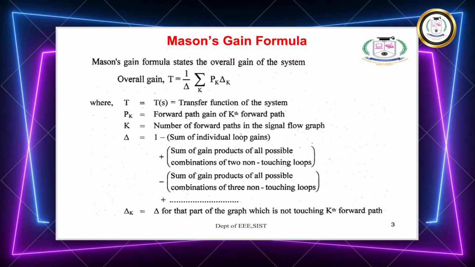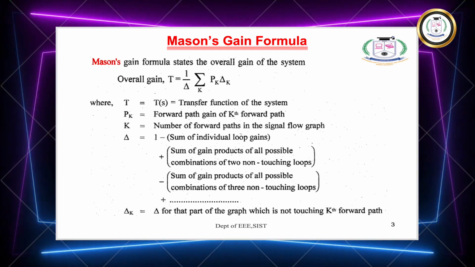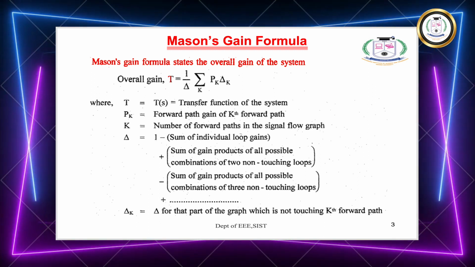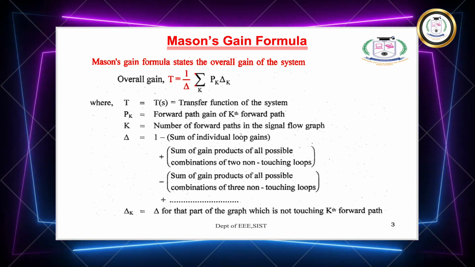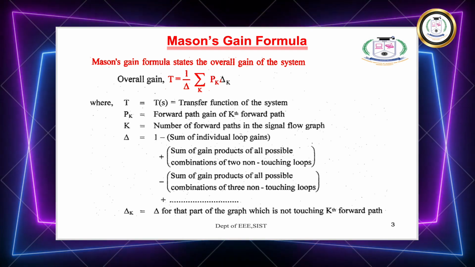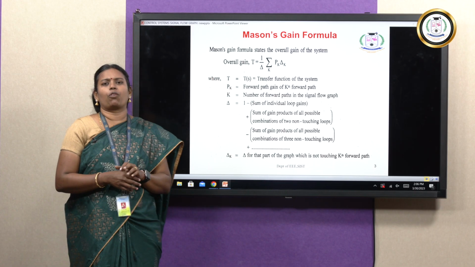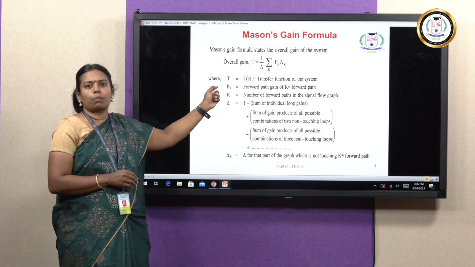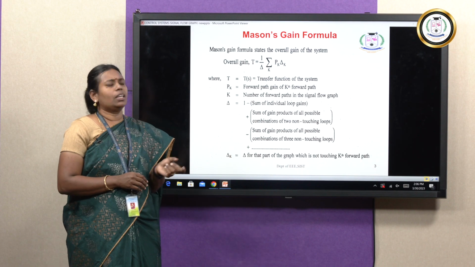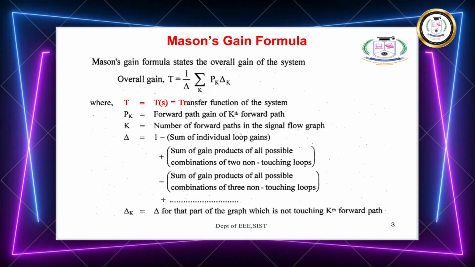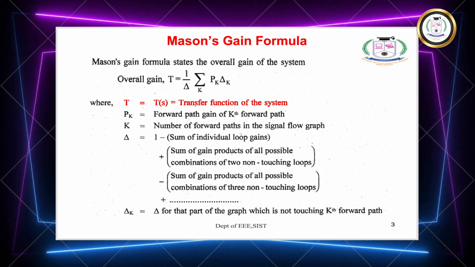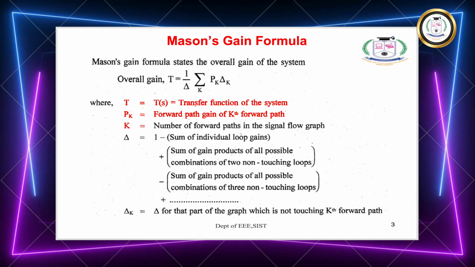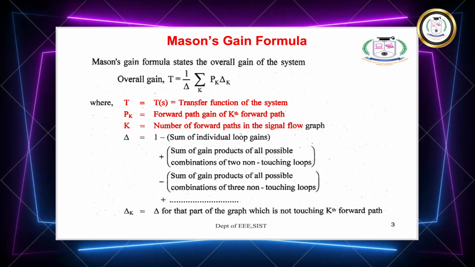Now we can go for Mason's-Kane formula. The Mason's-Kane formula for overall gain of the system is given by T equal to 1 by del into summation of k, Pk into del k. By using this formula, you can find the transfer function of a system. We can see the explanation for each and every term in the formula. T indicates the transfer function of the system. Pk indicates the forward path gain of the kth forward path. K indicates the number of forward paths in the signal flow graph.